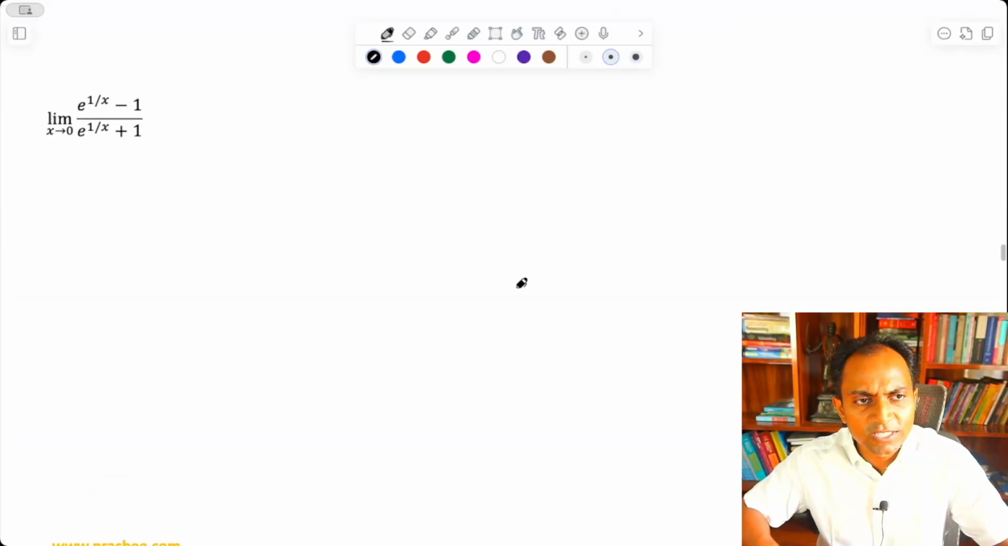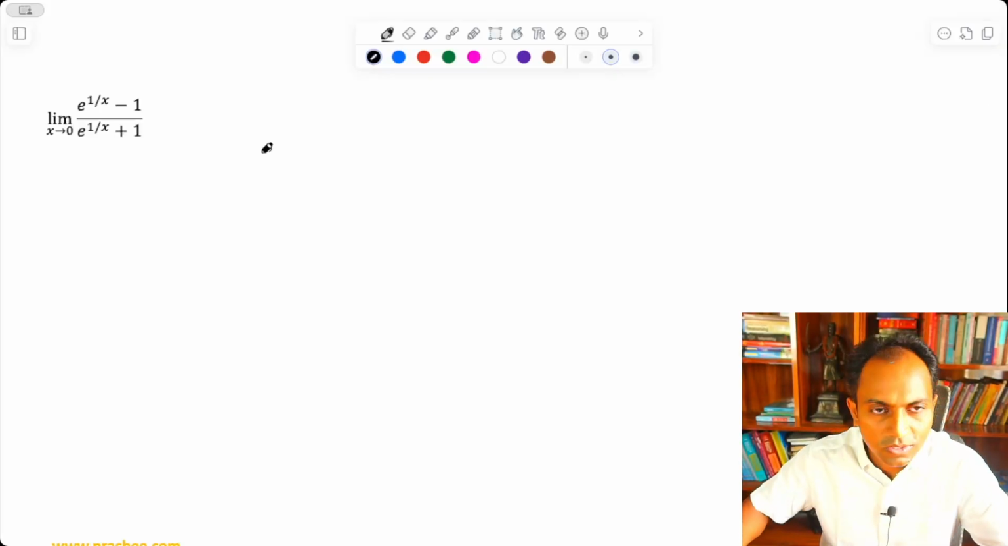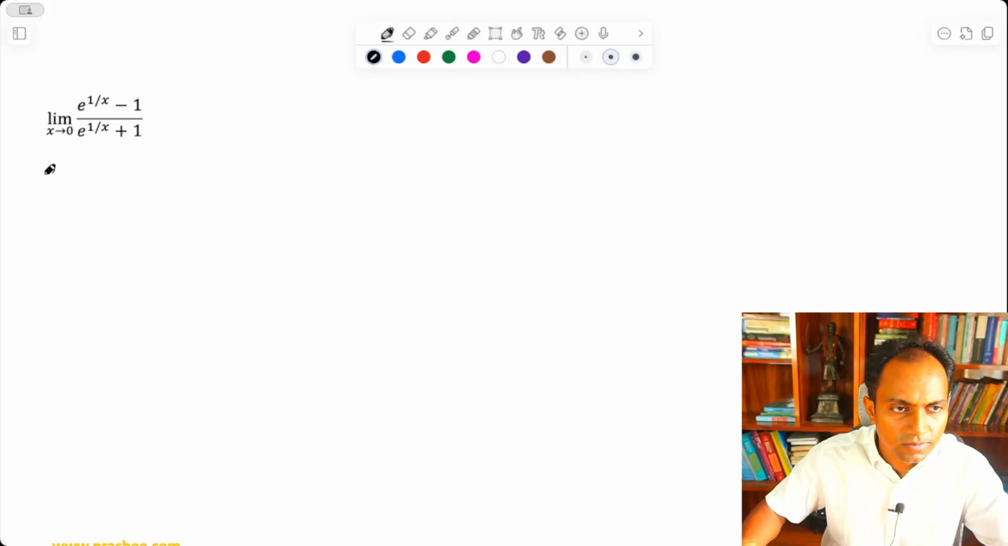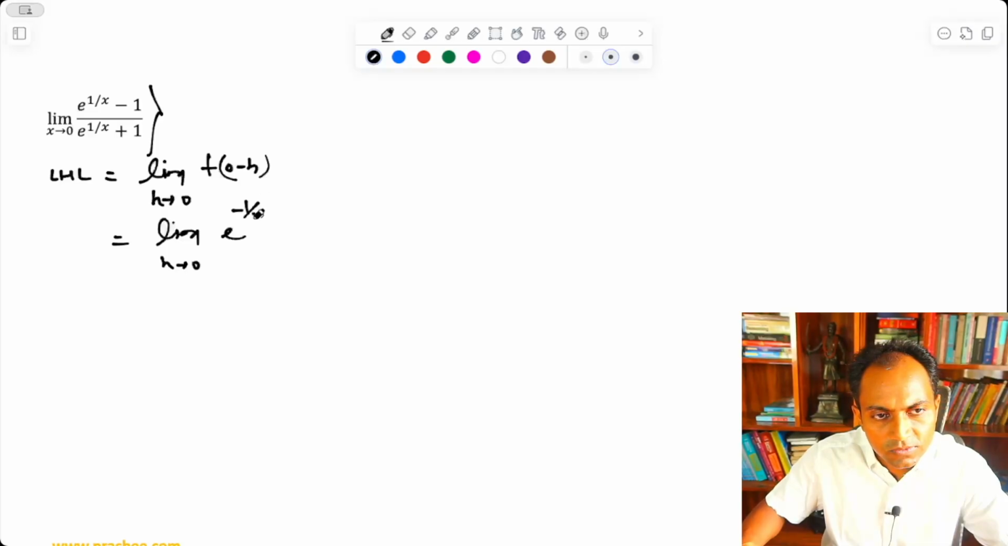Now this is a very special question and it will ask us to do multiple things. The question looks simple, but we will have to find LHL and RHL. So if I find LHL, this becomes limit h tends to 0, f of 0 minus h. If I do it so, this becomes limit h tends to 0, e raised to the power minus 1 by h minus 1, over e raised to the power minus 1 by h plus 1.